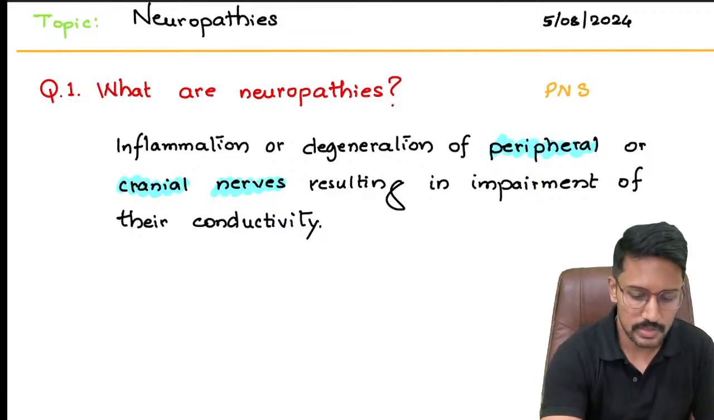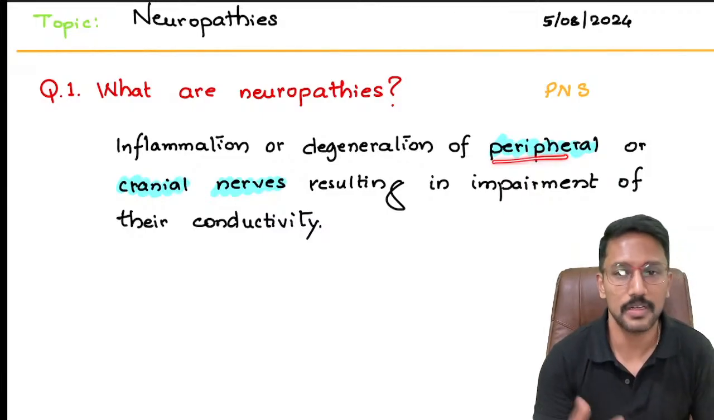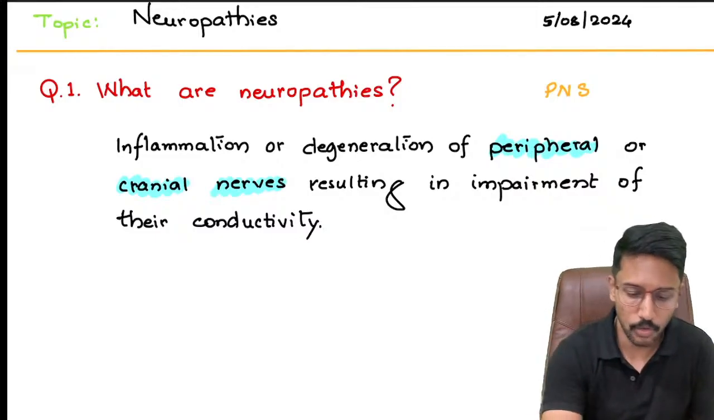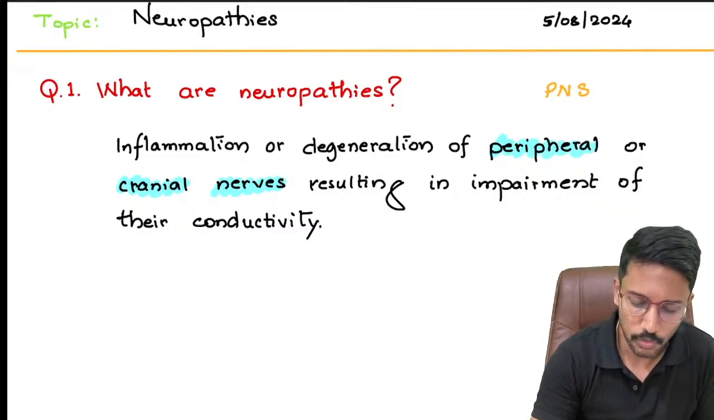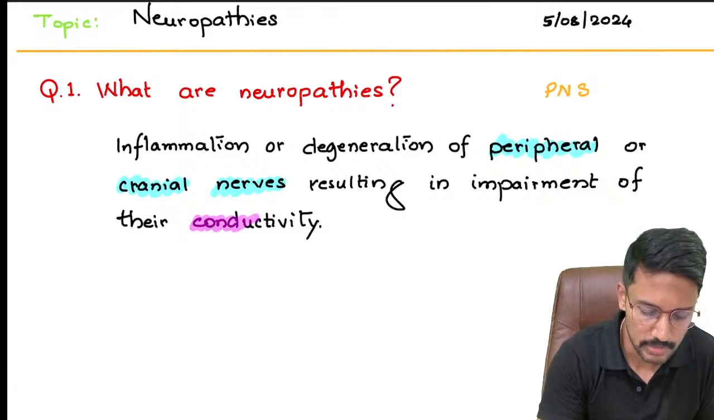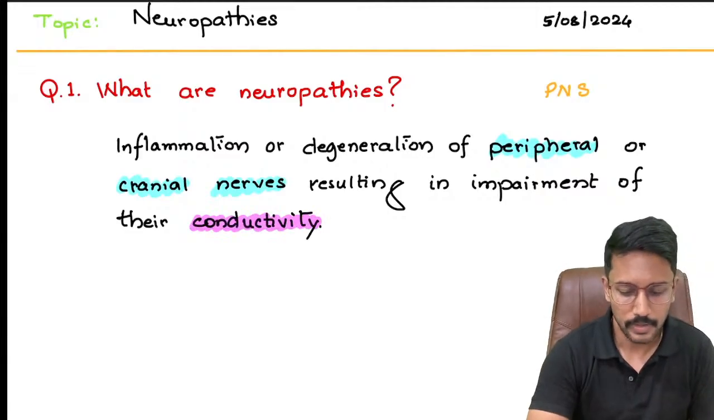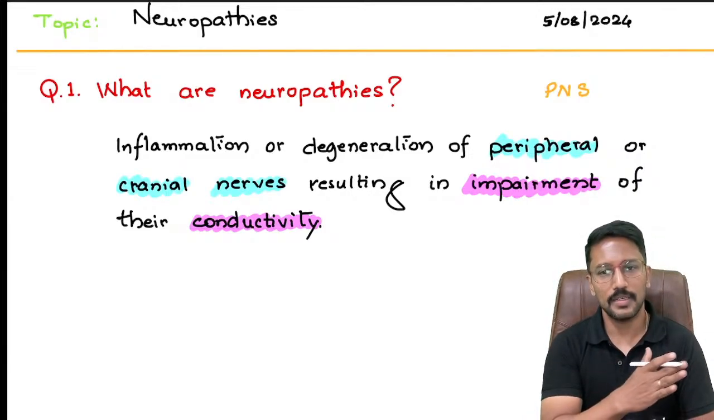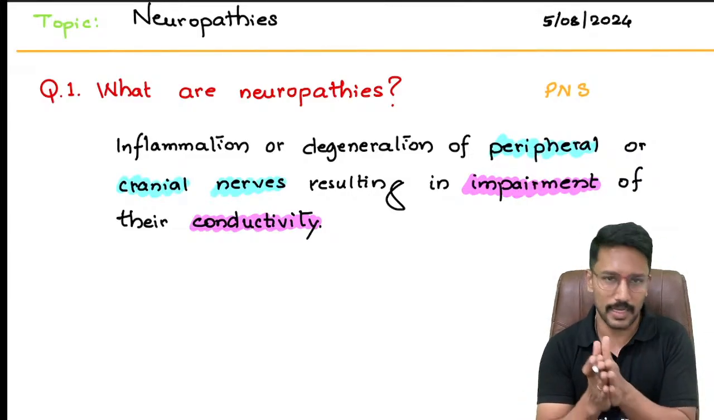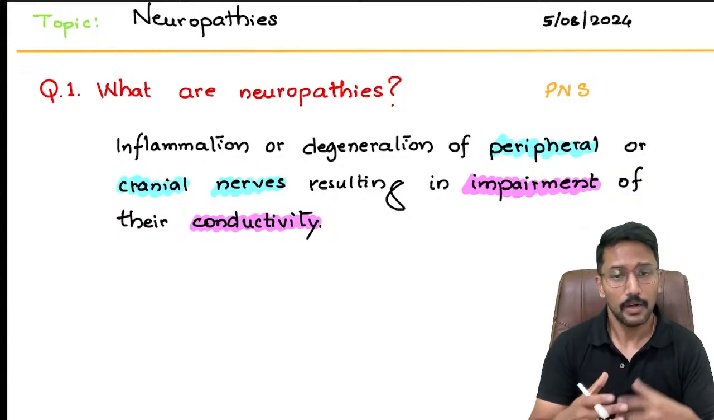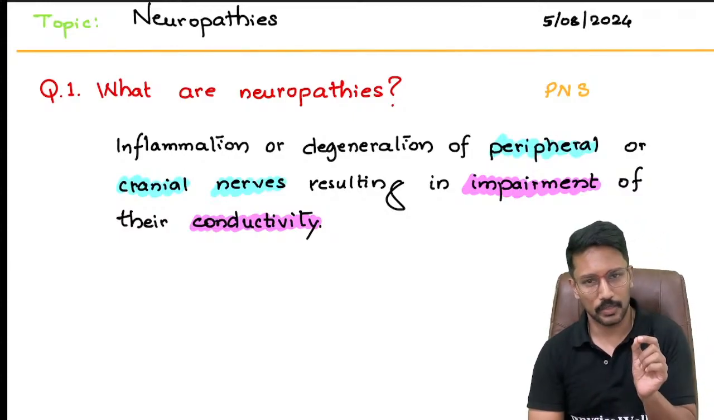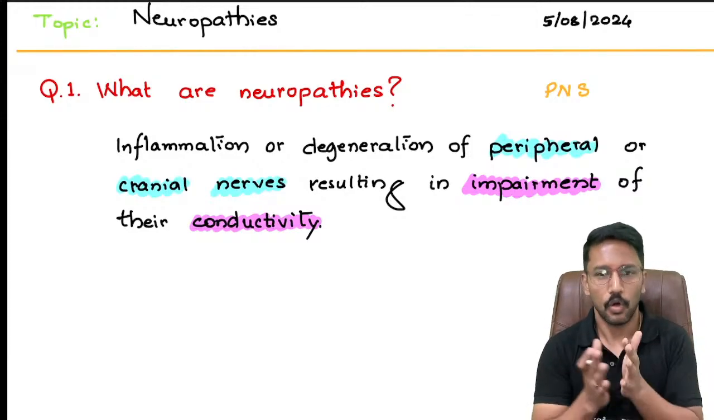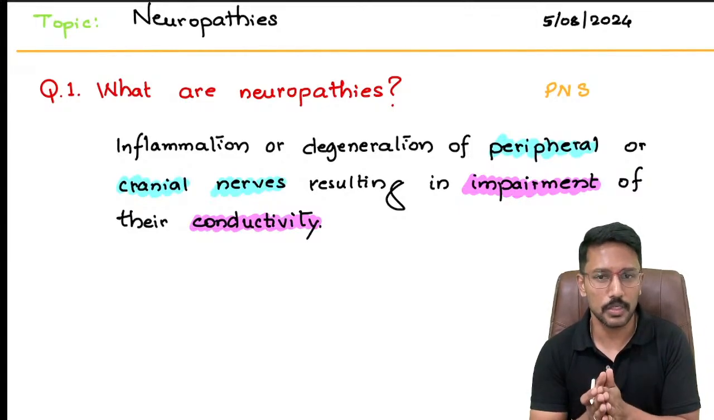So these are disorders which cause inflammation of the neurons in the peripheral nervous system, that means peripheral nerves or the cranial nerves, resulting in impairment of their conductivity. The function of the neurons is to conduct the impulse from one location to the other. But if there is either inflammation or degeneration, then there is impairment of conduction, and this condition is exactly what we call neuropathies. Now what will happen if the peripheral nerves or the cranial nerves lose their ability to conduct? What is the outcome? Obviously the outcome depends on the function of those individual neurons.